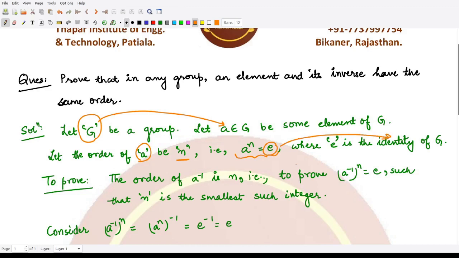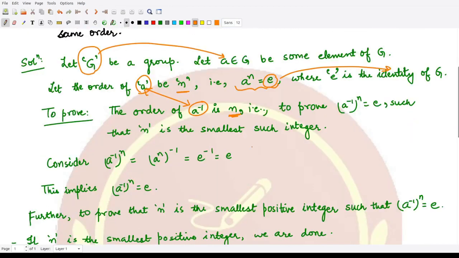Then we have to prove that the order of a inverse is the same as the order of a. So that means we have to prove that the order of a inverse is exactly n. For that we need to prove that n is the smallest positive integer such that a inverse raised to power n is equal to e, correct?